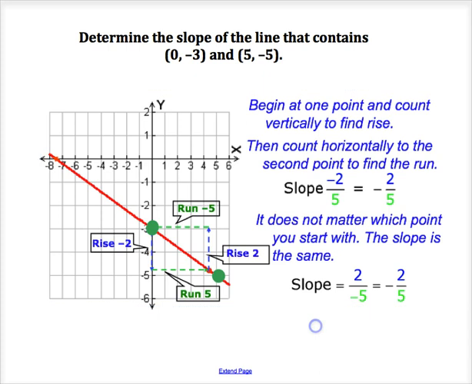Awesome. The slope is in fact -2 over 5 because you go down 2 and over 5. Well done.